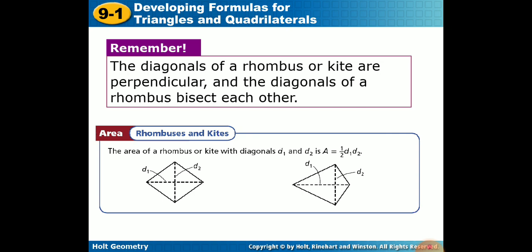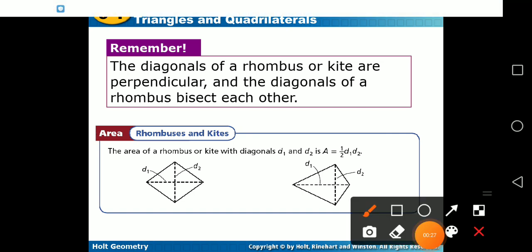Okay, let's start. The diagonals of a rhombus or kite are perpendicular. The diagonals of a rhombus bisect each other. Remember that. So we have here rhombuses and kites. The area of a rhombus or a kite with diagonals. What are the diagonals? Please remind us of this. The inside segments here are called diagonals. Can you see them? This one and this one. This is diagonal 1 and this is diagonal 2.